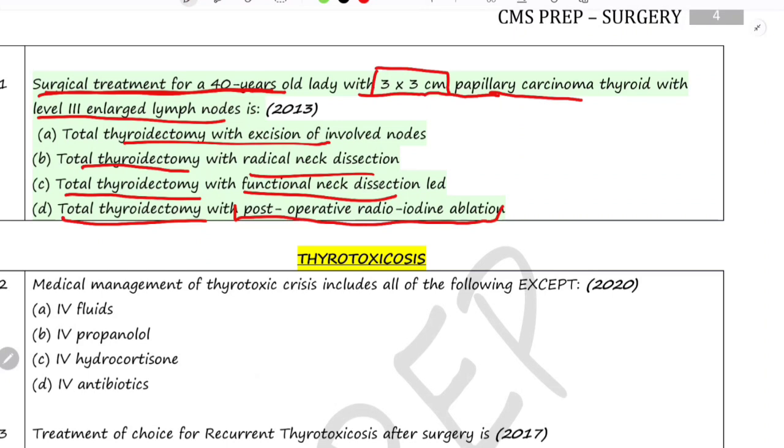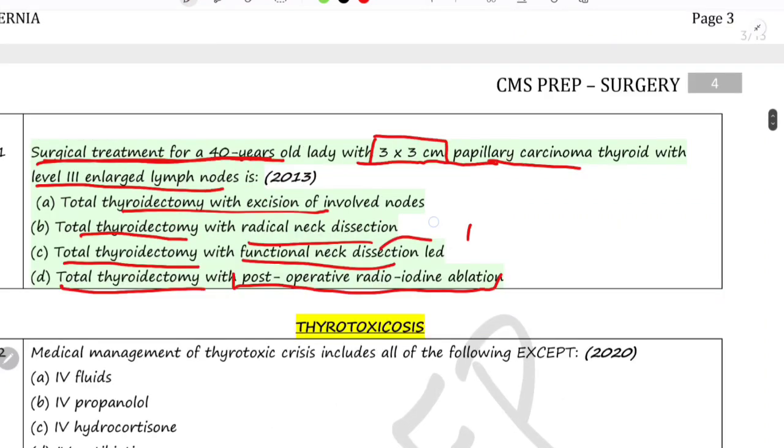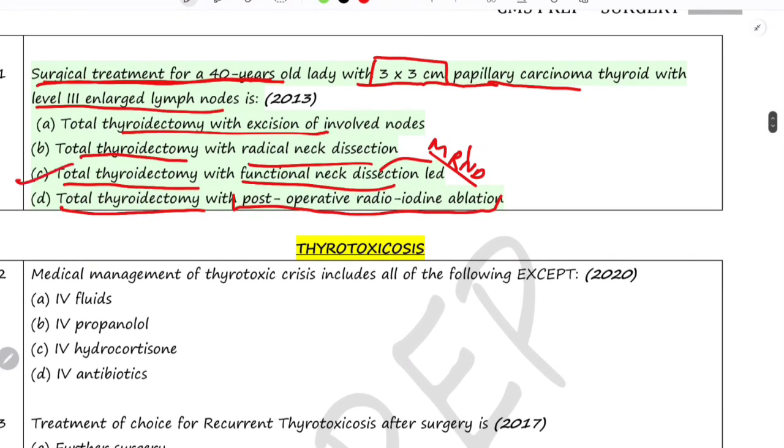So the correct option, functional neck dissection, is also known as modified radical neck dissection. So the correct option is option number C. For papillary thyroid carcinoma with lymph node involvement, especially level 3, the preferred approach is total thyroidectomy combined with a functional or modified neck dissection.